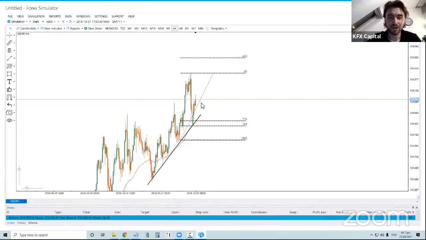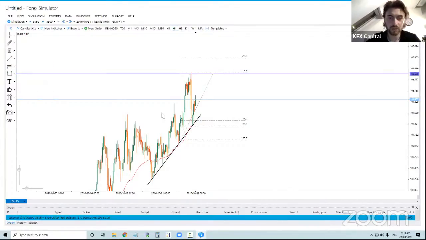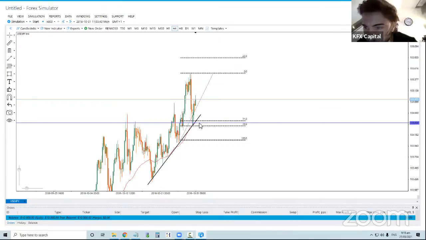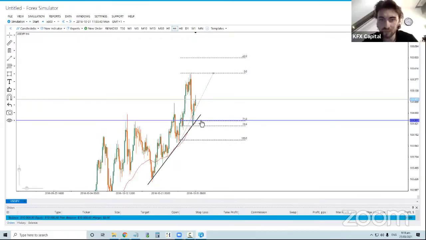So I might have missed the entry here, but I'll just talk you through it. I would have gone last significant low to last significant high, and looked for the pullback into the golden zone, potentially into a psych level. Horizontal line. 104,500 would be a psych level for me, which is perfect.